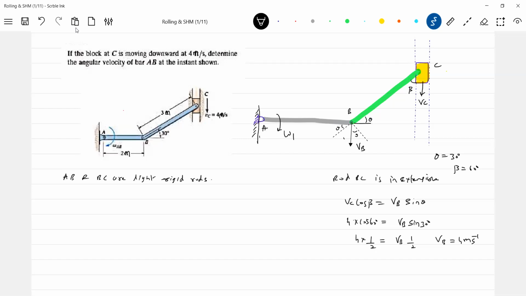If you know the velocity of point B, and we know the length, we know this length LAB, or say L1, I'll write it. So with this, VB is equal to L1 into omega 1. VB we know is 4. L1 is how much? 2.